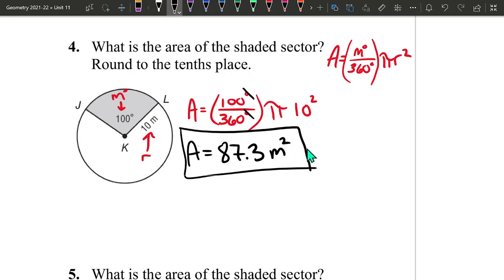I guess since I'm showing units, let's write it with units. That's how I got meters squared. It's not necessary to always show the units in your work, because you could tell by looking at the picture what the units are going to be. If it's a linear measurement, it would just be meters. Like if I was asked for the radius or the diameter, this one would be meters. But since I'm asked for the area, I know it's meters squared.